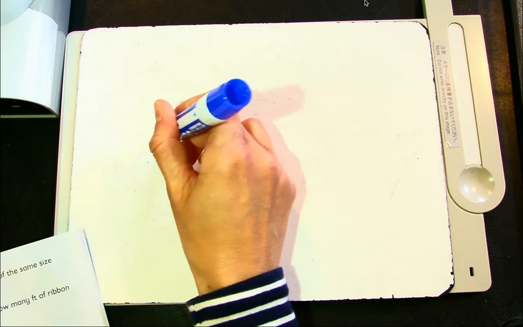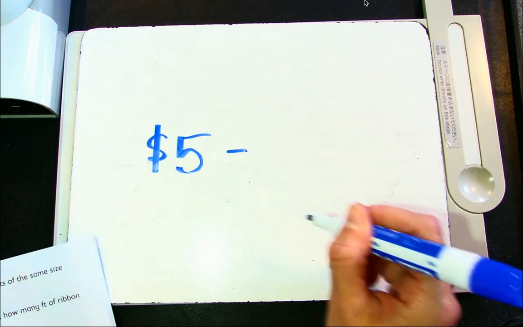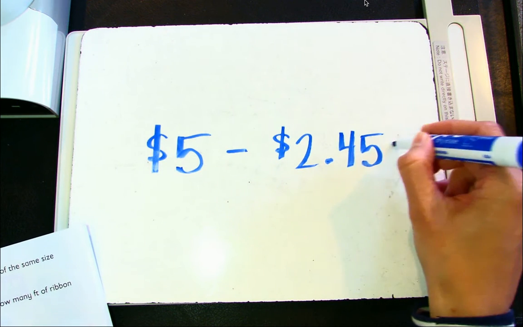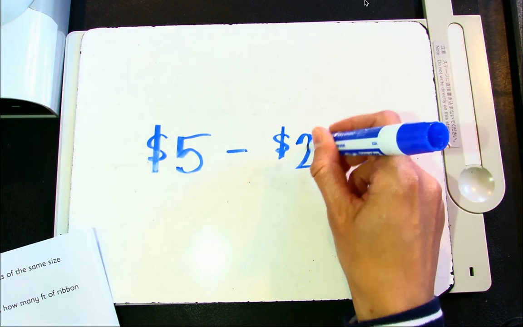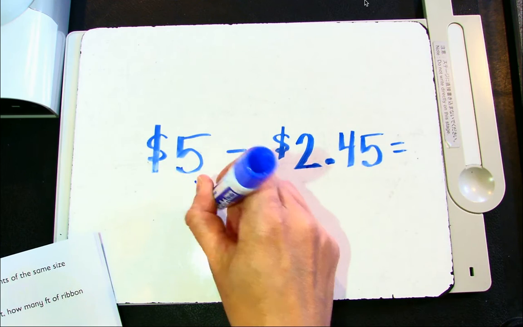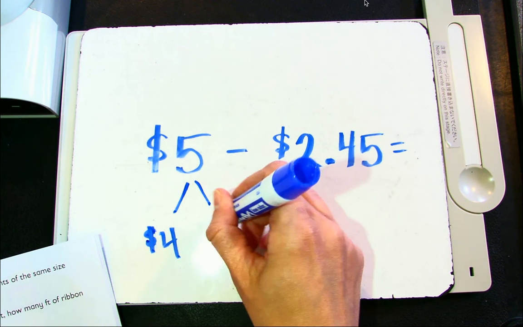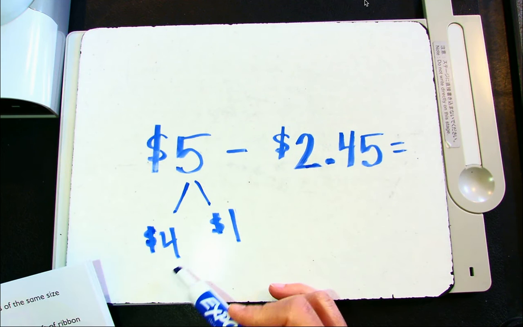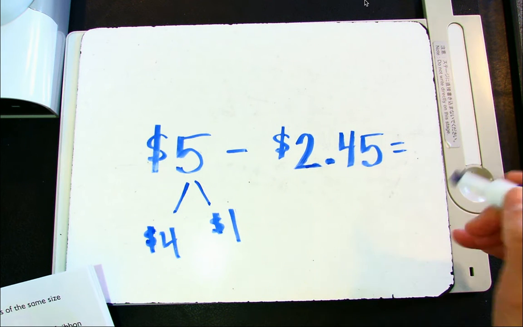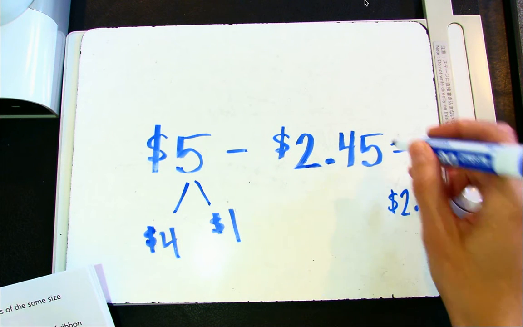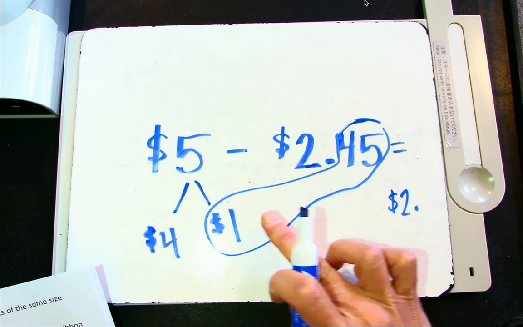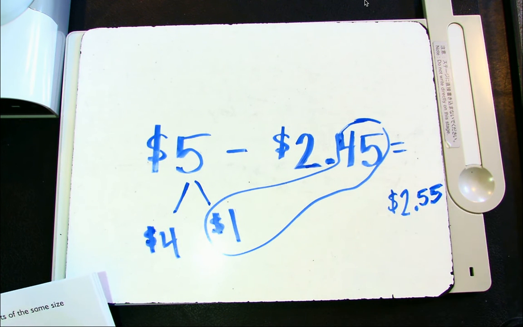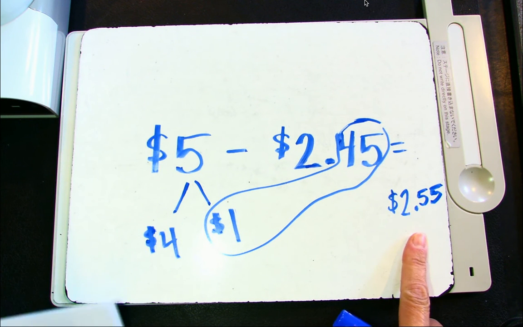So I'm going to think about it as $5 minus $2.45 equals. All right, so I'm going to think about the $5 as a 4 and a 1. And then I can think about, well, I know $4 minus $2 is $2. And then I can think about $1 minus 45 cents, and I know that's 55 cents. So he would receive $2.55 in change.